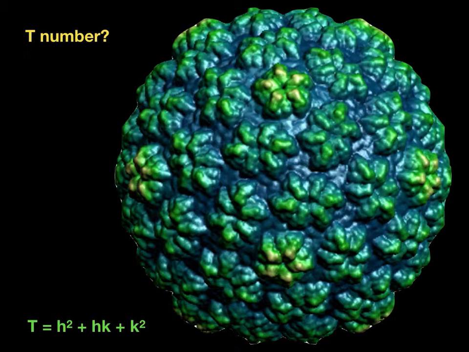So the first thing we want to do is find the pentamers. Can we see the pentamers? So here we have the pentamers. It's at the side of the icosahedron.